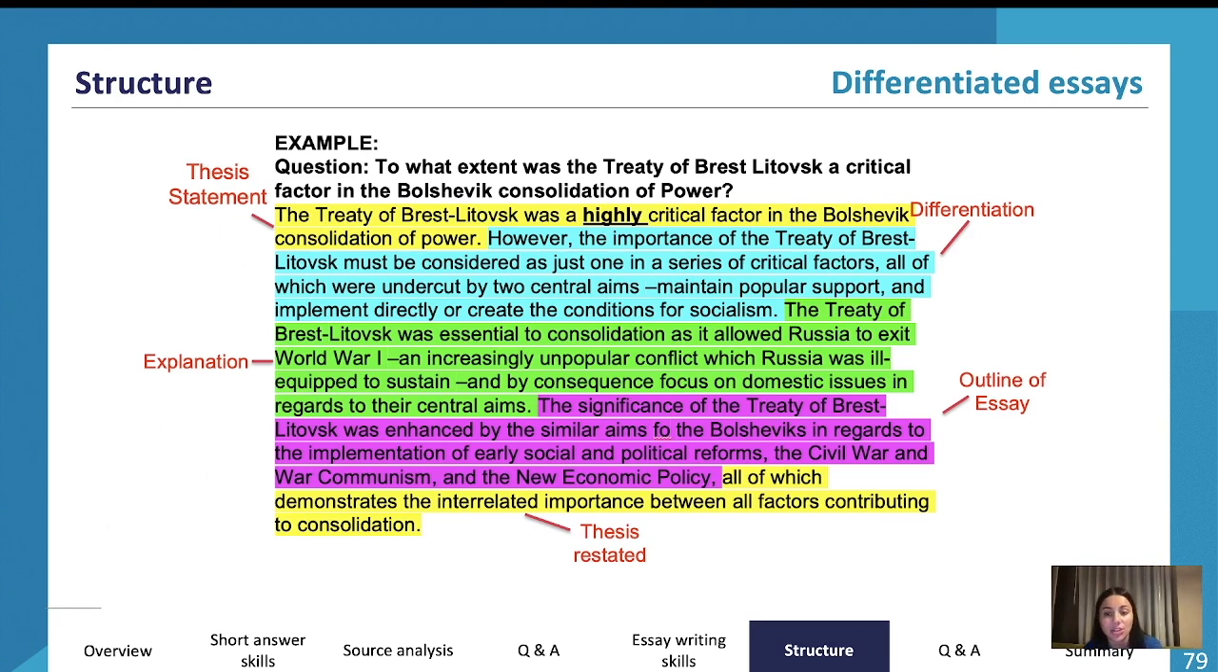So then you put an explanation. So the Treaty of Brest-Litovsk was essential to the consolidation, as it allowed Russia to exit World War I, an increasingly unpopular conflict which Russia was ill-equipped to sustain, and by consequence focus on domestic issues in regards to their central aim. And then saying the significance of the Treaty of Brest-Litovsk was enhanced by the similar aims for the Bolsheviks in regards to implementation of early social and political reforms, the civil war and war communism, along with the New Economic Policy, all of which demonstrate the interrelated importance between all factors contributing to consolidation. So I'm sure you can see here, in comparison to a thematic or a factored essay, there's definitely more to do. But that's only because you really do, and that extra step that you're taking is really just that differentiation where you're saying, yes, it was important.